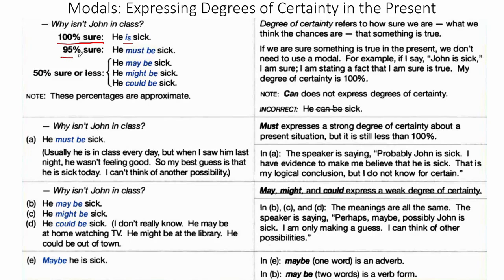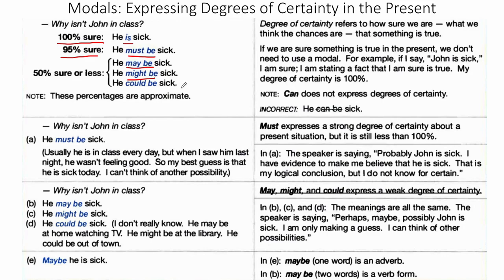Next degree, when we are 95% sure, we use the modal must be. For example, he must be sick. When you have a logical conclusion or deduction about something and you are not 100% sure but you're almost there, 95% certain, you use the modal must be sick. And when you are half-half, 50% sure or less, with a lot of doubts going on in your mind and your heart, here you can use the modals may be, might, or could be sick.